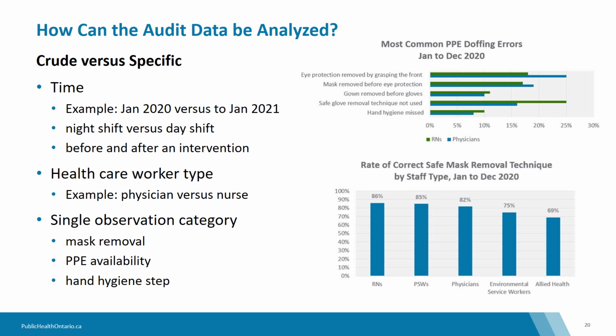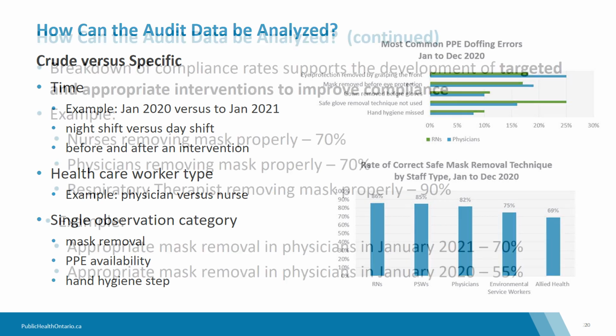The example graphs on this slide provide information on particular aspects of the auditing data. This specific information will allow you to drill down and focus your time and energy on improvement projects in the most needed areas. As an example, the top graph identifies that the most common PPE doffing error by physicians is removal of the eye protection by grasping the front portion, while the most common error by nurses is not removing gloves using the safe removal technique. Based on this information, you may then choose to develop separate strategies for these different professions.